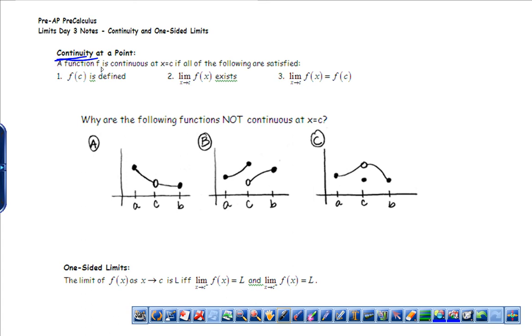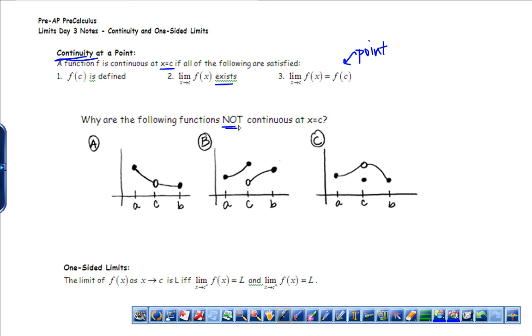A function f is continuous at x equals c if all the following are satisfied. The first thing is f of c is defined. The limit as x approaches c of your function has to exist. The limit as x approaches c of f of x has to equal f of c, meaning this has to equal a point.